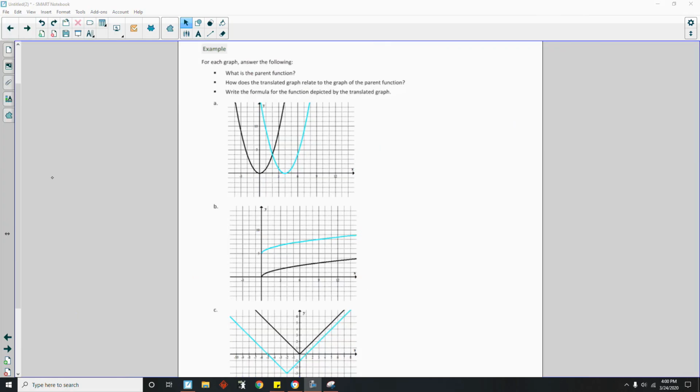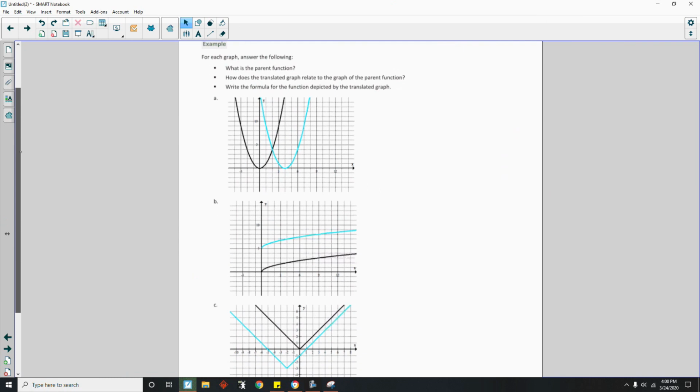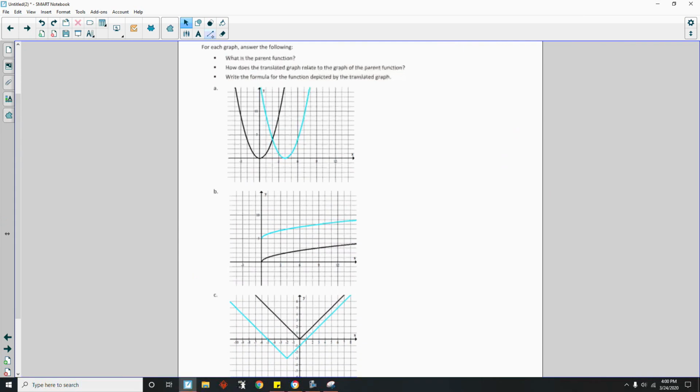Okay, page 2 brings us to the examples. For each graph, answer the following. What is the parent function? Well, this is the parent function here going through the origin. So 0 squared is 0, 1 squared is 1, 2 squared is 4, 3 squared is 9. So this is just the simple parent function. I'll do it in black. The black one is f of x equals x squared, and that is the parent function.